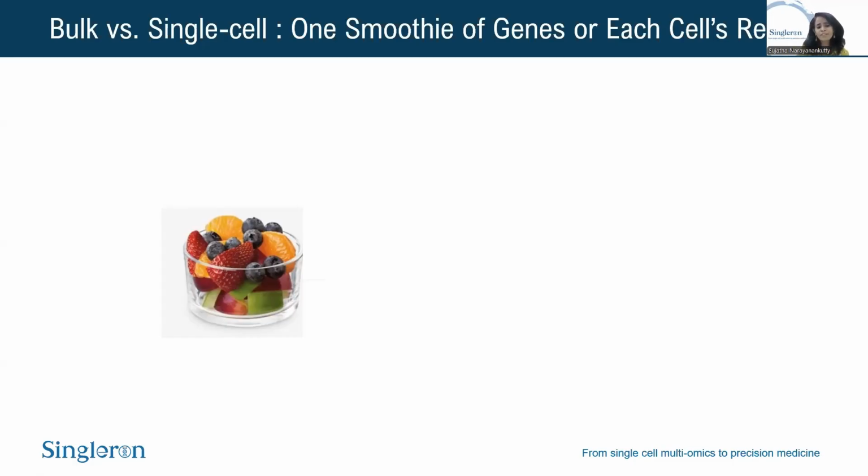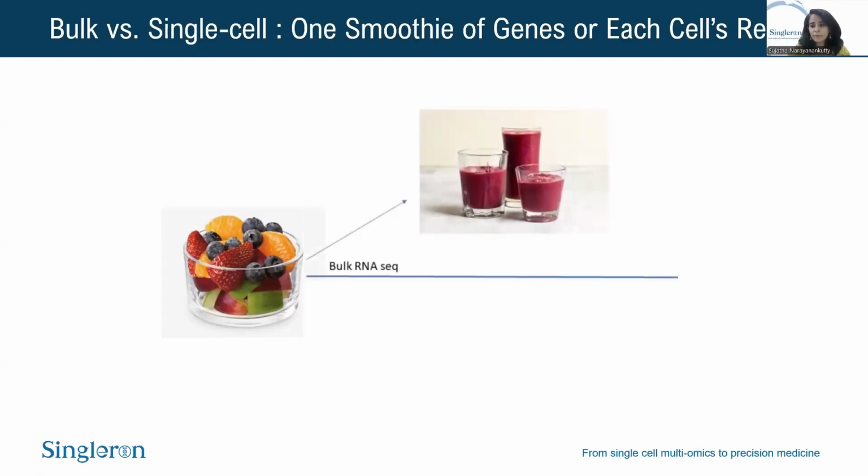So if you think of a biological sample as similar to a fruit bowl, traditionally, a smoothie-based approach was used. If you make a smoothie of this fruit bowl and you sample it or drink it, you can get a feeling for what different fruits went into it, but you're probably going to taste the most dominant fruit in that.